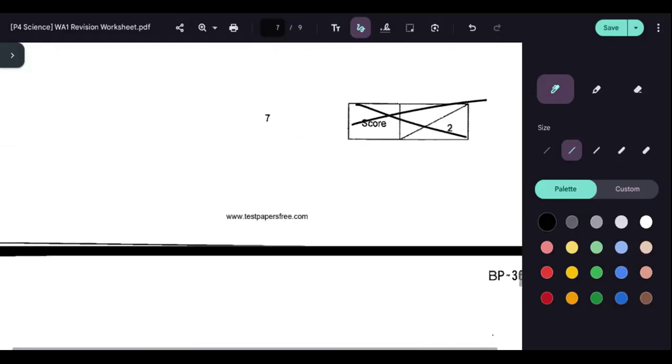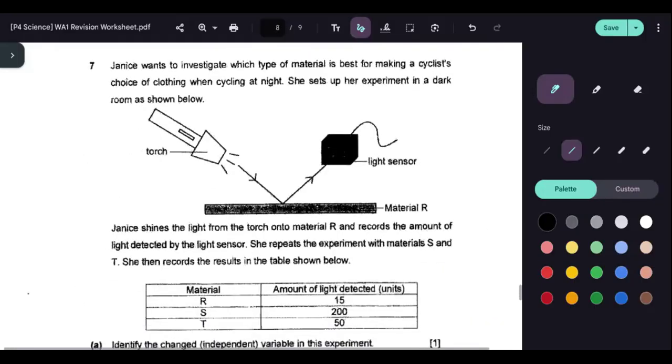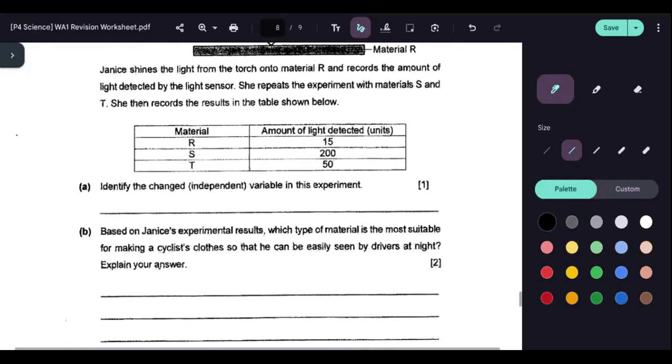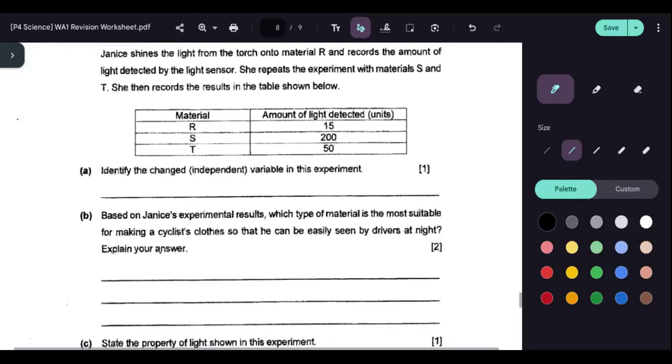This one, don't need to care about the score. Okay, next one. 7. Janice wants to investigate which type of material is best for making a cyclist's choice of clothing when cycling at night. She sets up her setup in the dark room as shown below. Keyword, dark room. Janice shines the light from the torch onto material R and records the amount of light detected by the light sensor.